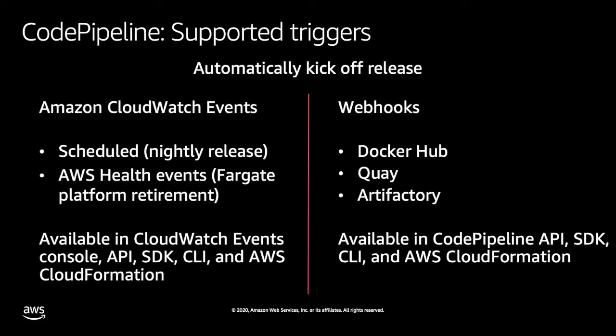Also, like health events, you can do specific webhooks from Docker Hub or from other services that can reach out and poke CodePipeline and say, hey, you need to start doing a pipeline release. Here are some artifacts to use to do that.